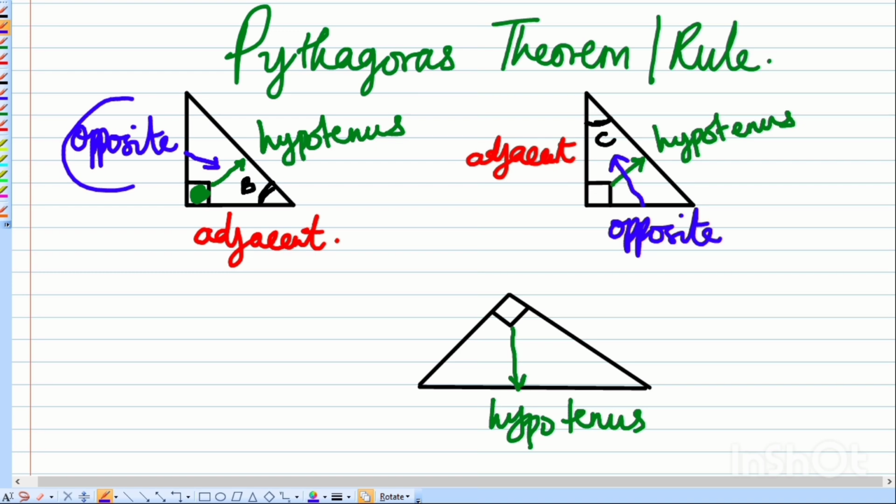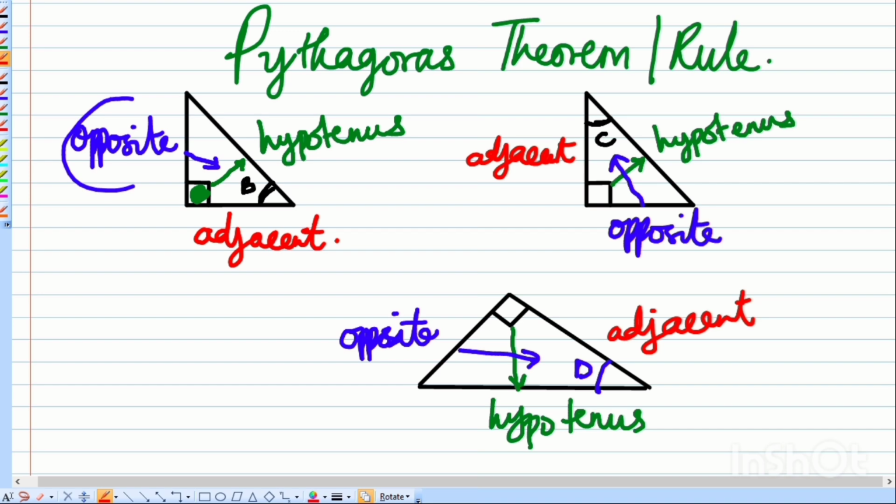Okay, I didn't put my angle there. Let me say this is my angle D now. So the side that is facing it is going to be the opposite, while the other side is what? The adjacent. So you see, that will be the adjacent. So these are the three sides of a right angle triangle.